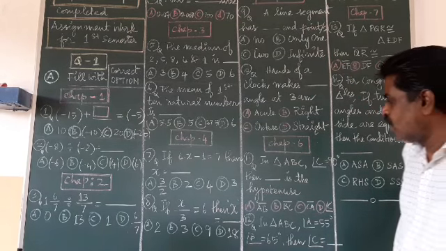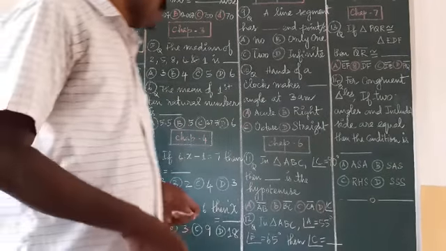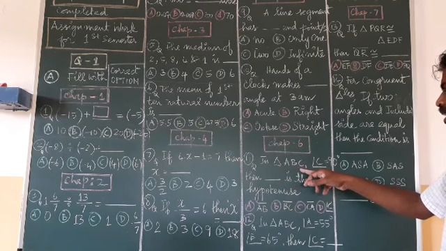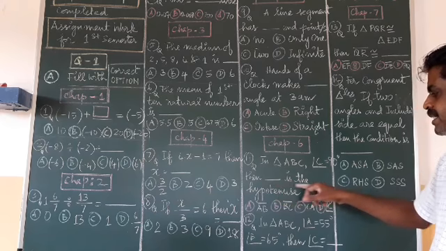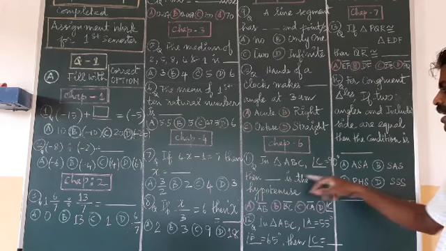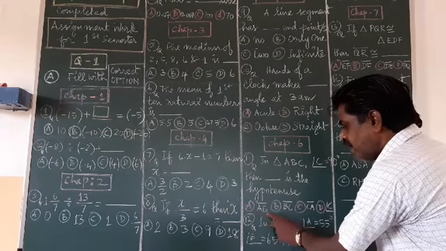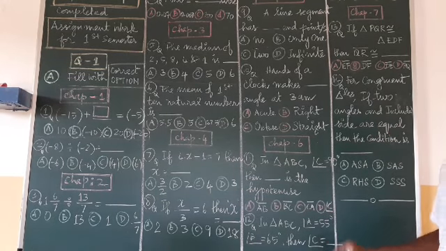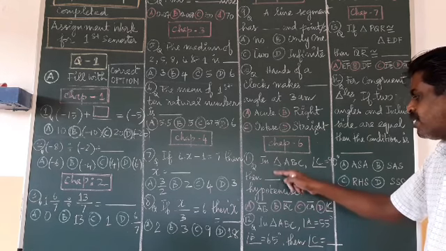Then chapter number 6, what is the chapter? Triangles and their properties. In that, the 11th question I asked: in triangle ABC, angle C equal to 90 degrees, then dash is the hypotenuse. Which side is the hypotenuse, they are asking? A option AB, B option BC, C option CA, D option angle C. Which option is correct? You have to write it as homework. You have to write the statement and fill in the underline.